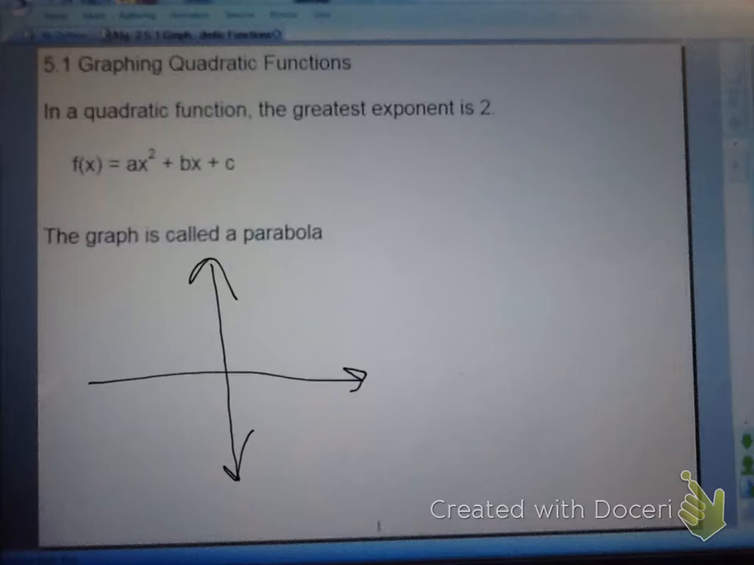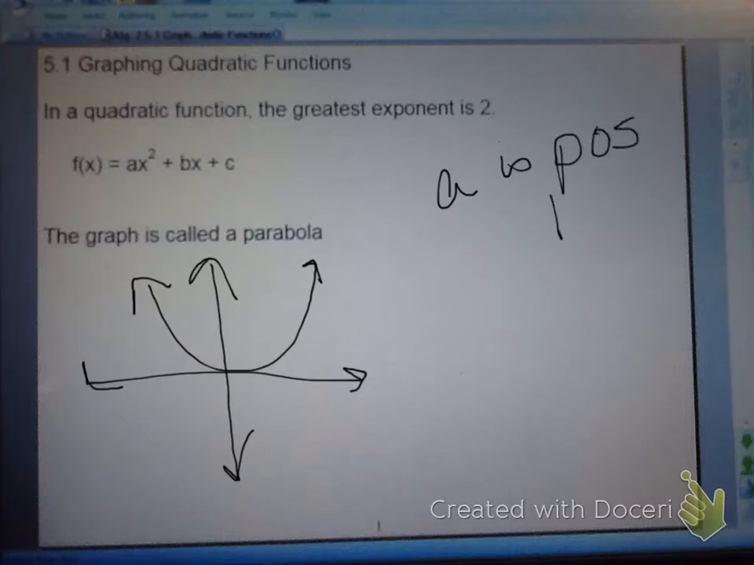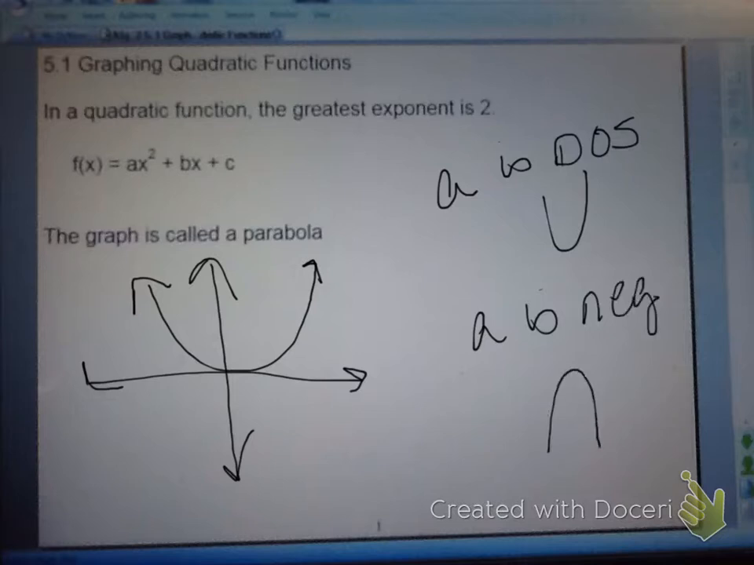And it looks something like this. It's a U shape. If a is positive, the graph is going up. If a is negative, the graph will be going down. When the graph is going up, the vertex is a minimum. And if the graph is going down, the vertex is a maximum.